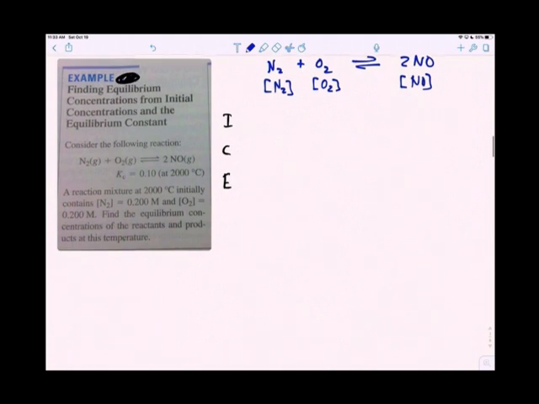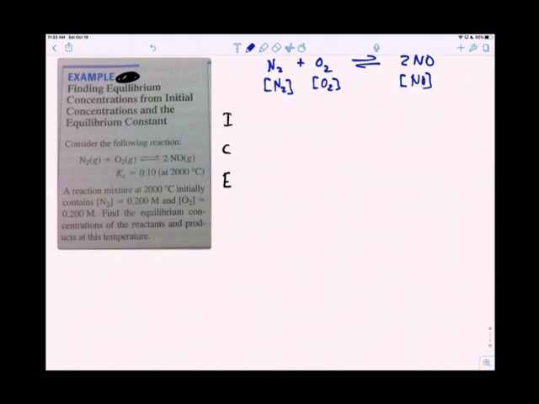Okay, now, doing these. All right, consider this reaction: nitrogen plus oxygen makes 2NO. The Kc is 0.1 at that temperature. Initially, the reaction contains 0.2 molar nitrogen and 0.2 molar oxygen. What are the equilibrium concentrations of the reactants and products of this mixture? So let's do this. Initially, nitrogen is 0.2, oxygen is 0.2, and NO is 0. So we don't know what happens next.